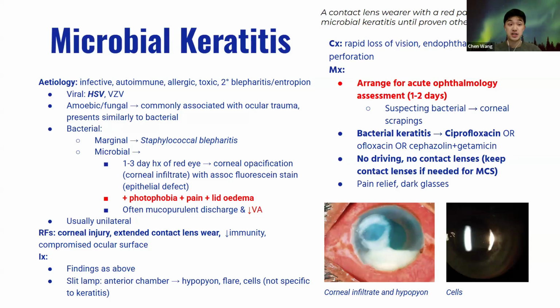If they have any sort of decreased immunity localized to the ocular surface, or if the ocular surface is compromised, for example in patients with diabetes or someone with an abrasion on the cornea, as we talked about before, that is a very important risk factor for microbial keratitis. So for management, again, arrange acute ophthalmology assessment within 1 or 2 days. You may want to consider doing a corneal scraping if it's bacterial or fungal.